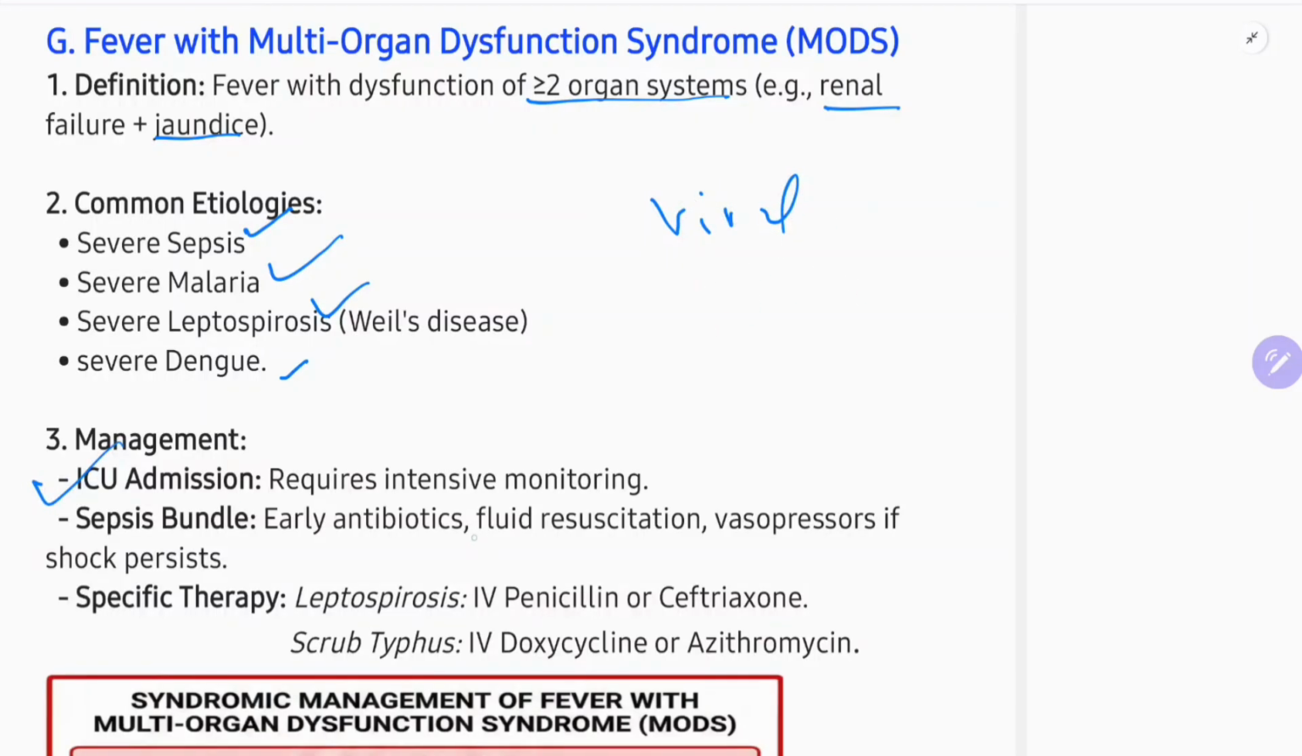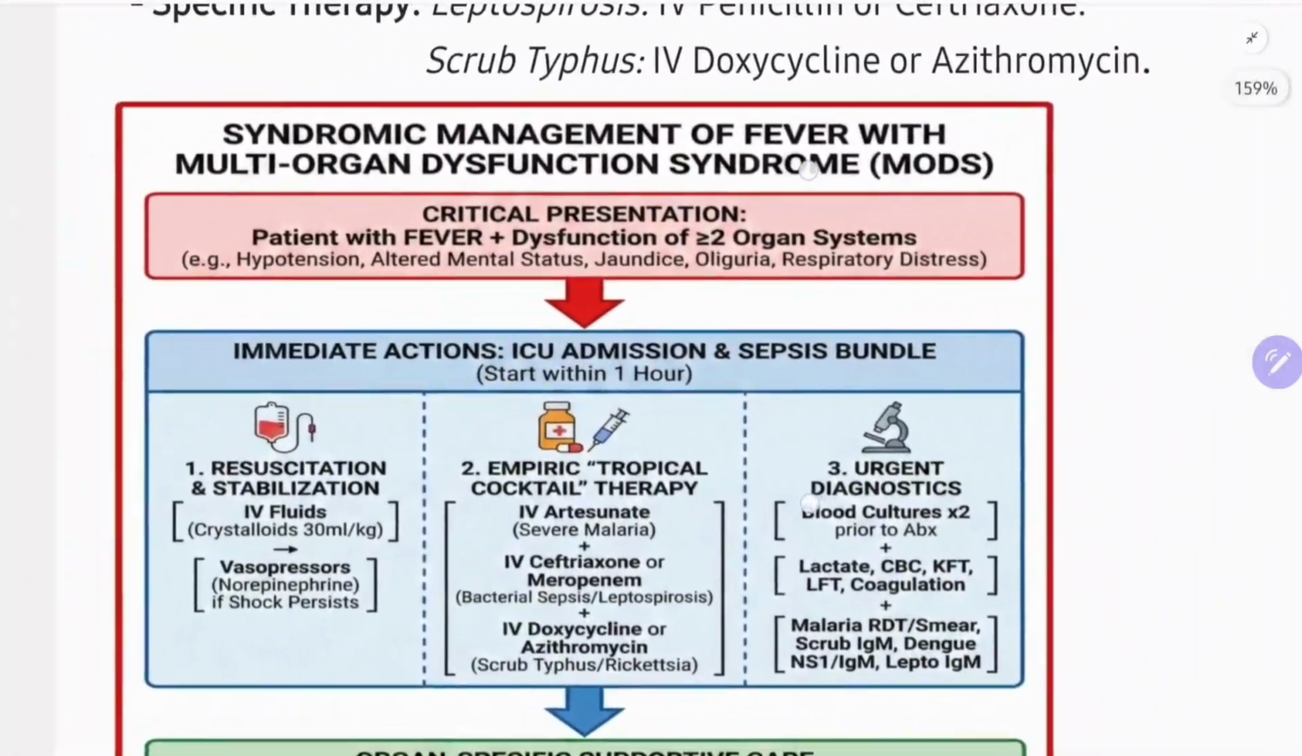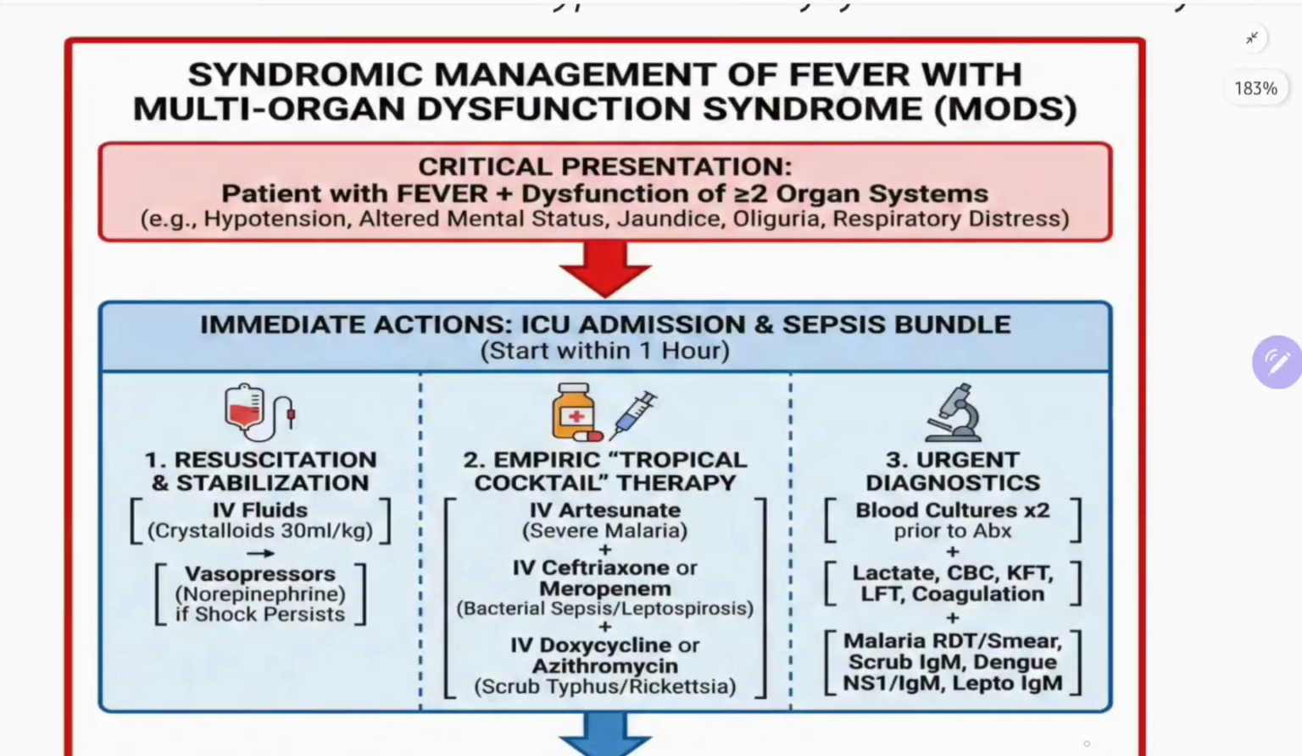Management: ICU admission should be there, requiring intensive monitoring. Sepsis bundle, early antibiotics, fluid resuscitation, vasopressors if shock persists. Specific therapy: for leptospirosis, you should give ceftriaxone. For scrub typhus, you should give IV doxycycline or azithromycin. So this is the syndromic management of fever with multi-organ dysfunction syndrome. At least 2 organ systems should be affected: cardiovascular hypotension, CNS altered mental status, liver jaundice, kidney oliguria, and lungs respiratory distress.